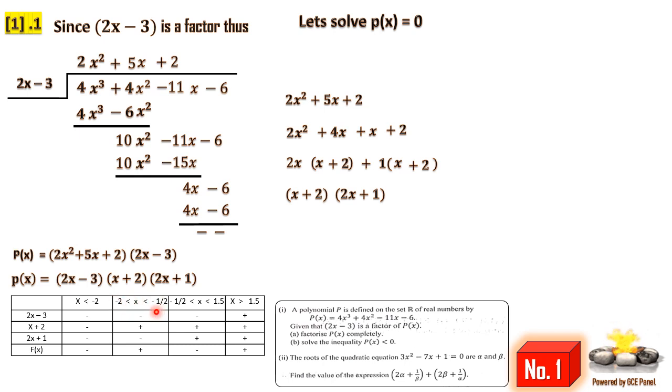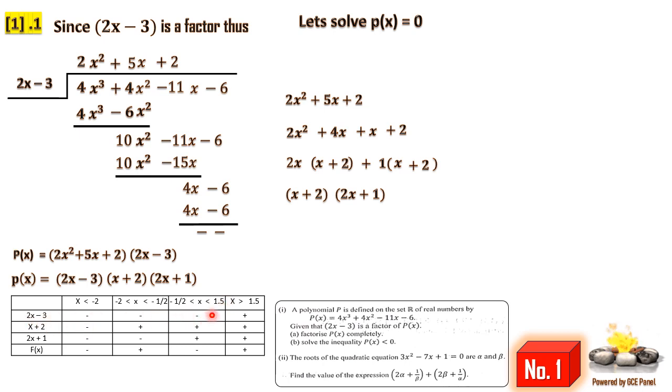Now for the next range, we have negative 2 and negative a half. So here we can just take a value of negative 1 and fit and test to get the signs. 2 times negative 1 is negative 2, minus 3 is negative 5, negative. Negative 1 plus 2 is positive. 2 times negative 1 is negative 2 plus 1 is negative. Our f of x will be negative times positive, which is negative, times negative, positive. So f of x in this range should be positive.